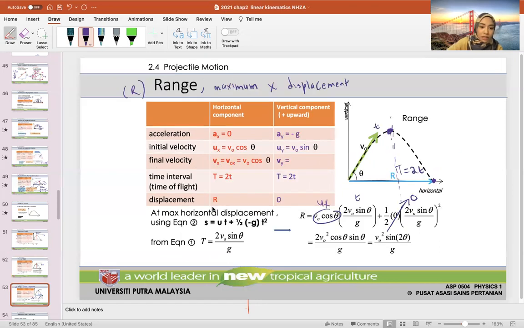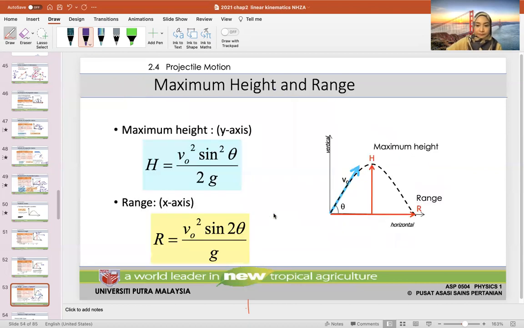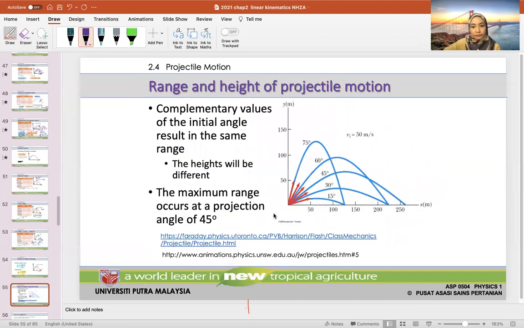Do you have to memorize this equation? No, you just use the linear kinematics. You will get values, you plug in the values, you get the answer. You don't have to solve it in variables like this. Okay. No need for this one. Okay, so range and height of projectile motion.